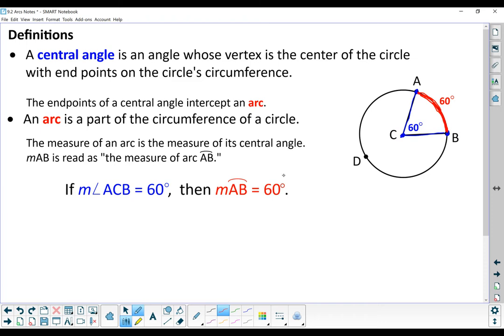So the notation we use for arcs is this. The M stands for the word measure. So this is the measure of arc AB equals 60 degrees. So the arc will tell you where it begins and where it ends. My other notation I have here is for the angle itself. So it's telling me that I start at point A, I go to point C, and then I go to point B, and that creates this angle. So we would use this little angle notation to talk about the angle at the center of the circle, and we would use this arc notation to talk about the arc.